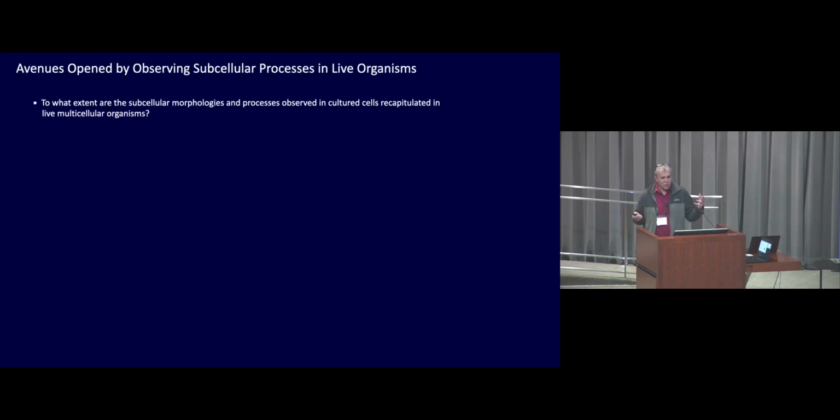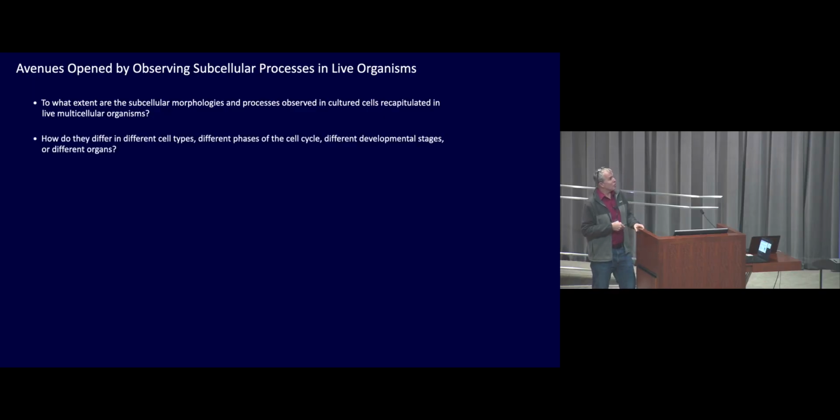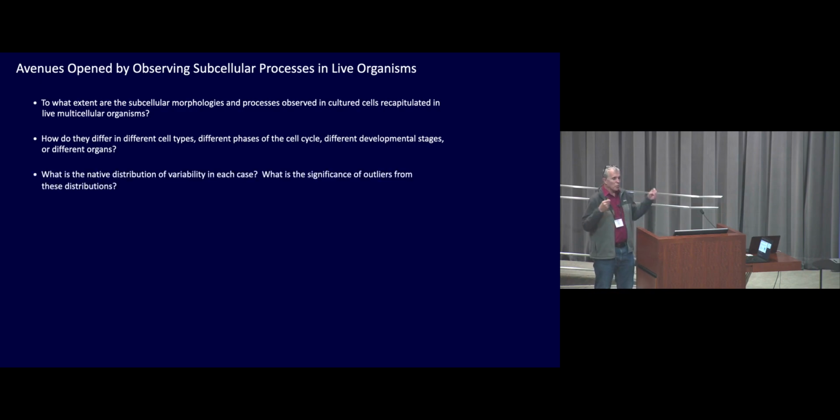And so what are the kind of questions? Again, I am not a biologist, but as a physicist and as an engineer, it has always worried me: to what extent are the morphologies we see on a cover slip recapitulated in multicellular organisms? How do they differ in different cell types, different phases of the cell cycle, different developmental stages, different organs? One of the things discussed yesterday was making AI models that can either predict or understand. To me, this is, I think, in terms of single molecules doing the transcription.